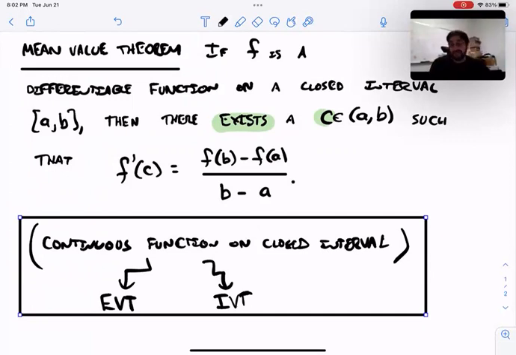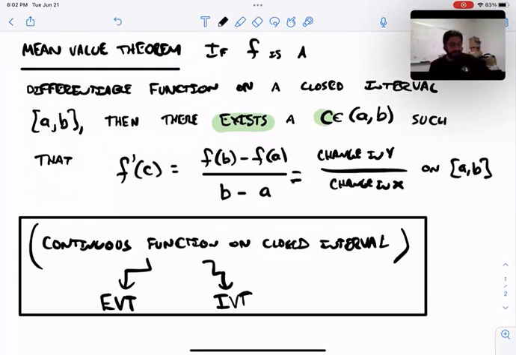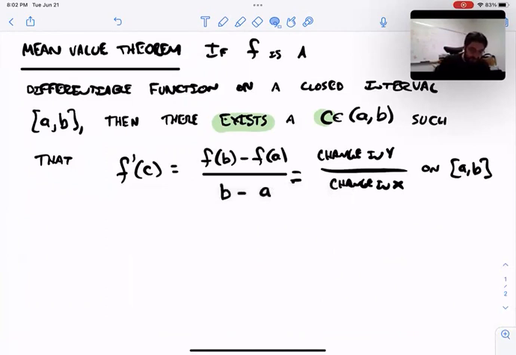So once again, we have a differentiable function on a closed interval [a, b]. Then we're told there exists a c such that f prime of c equals what? f of b minus f of a over b minus a. What is this? This is the change in y over the change in x on that interval [a, b]. f of b and f of a represent the y coordinates of our function on that interval, and a and b represent the x coordinates.